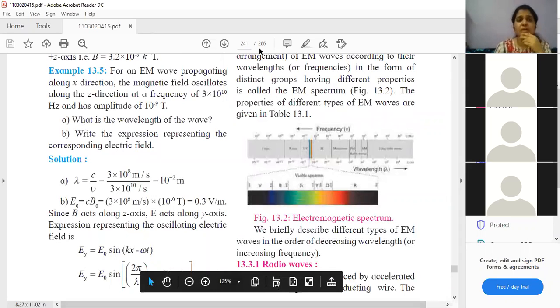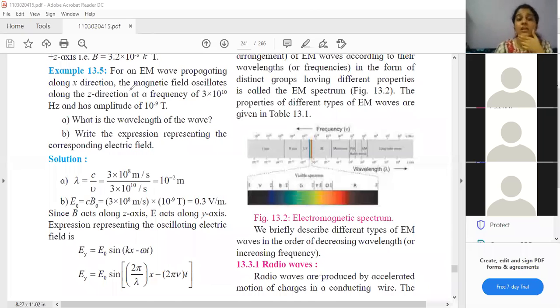Now, students, for an EM wave propagating along the X direction, okay, my wave is propagating on the X axis, the magnetic field oscillates along the Z direction, B lies on the Z axis. At a frequency, they have given us some frequency value, and it has an amplitude of 10 raised to minus 9 Tesla. So students, this amplitude, what value is this? Amplitude of the magnetic field. So this is nothing but B naught. Yes or no? Amplitude of the magnetic field is denoted by B naught, right? So this is the B naught value.